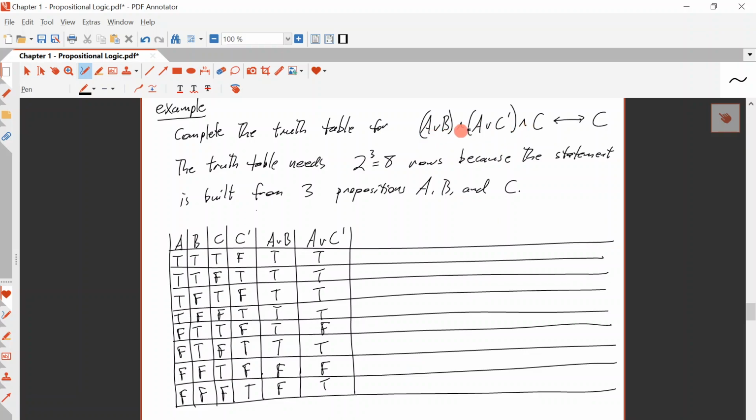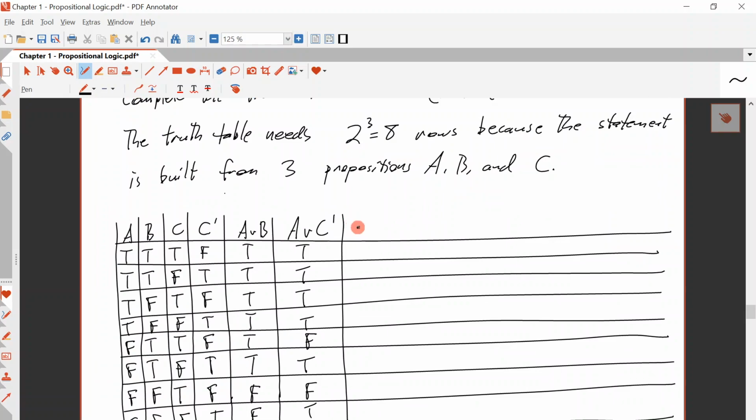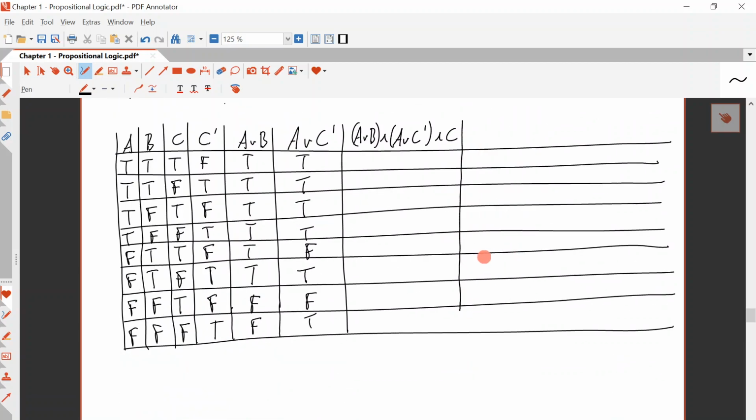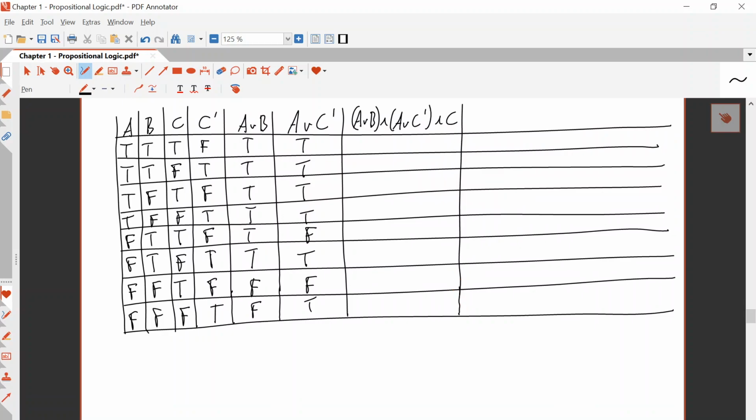And then I want the conjunction, right? This conjunction comes next. Conjunction takes precedence over double implication. Double implication, or logical equivalence, that's got the lowest precedence of all. So this conjunction comes next. So I'm taking the conjunction of C and this and this. And that's true when each is true on its own. So A or B and A or C naught and C. Okay, so all 3 need to be true.